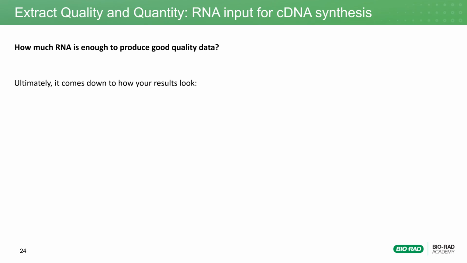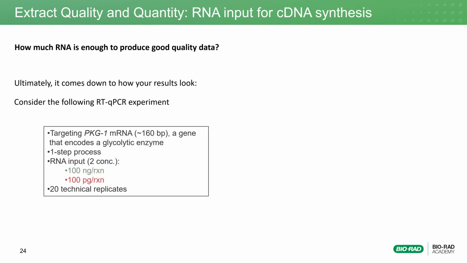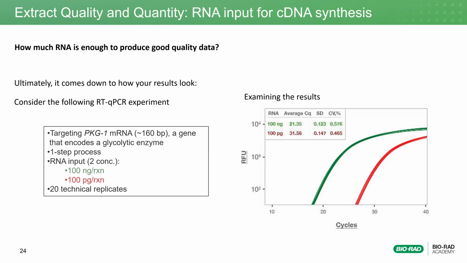Consider the following RT-qPCR experiment. A scientist investigates PKG1 expression utilizing two different RNA extract inputs, one at 100 nanograms per reaction and another at 100 picograms per reaction. The scientist utilizes a one-step process, something that we'll touch on in the future slides, and performs 20 replicates per group. If we examine the RT-qPCR results downstream, we see the following amplification plot.